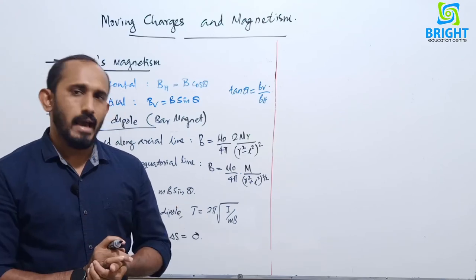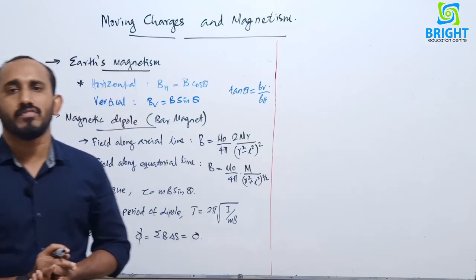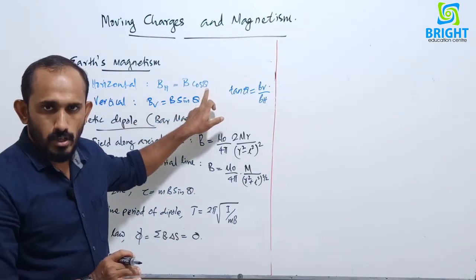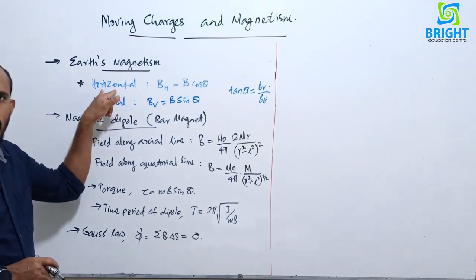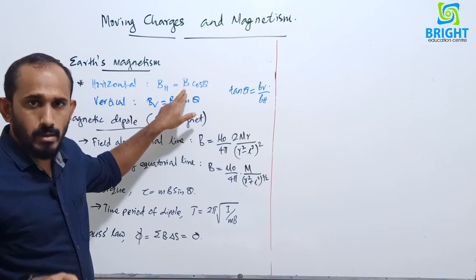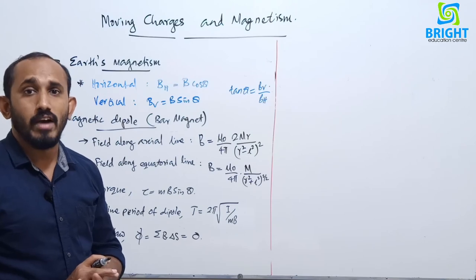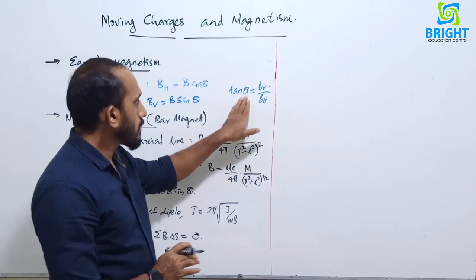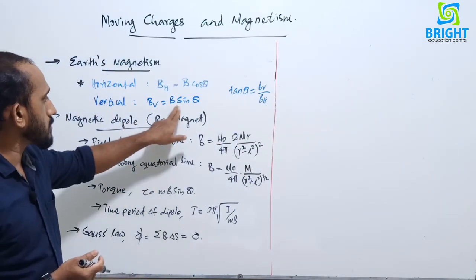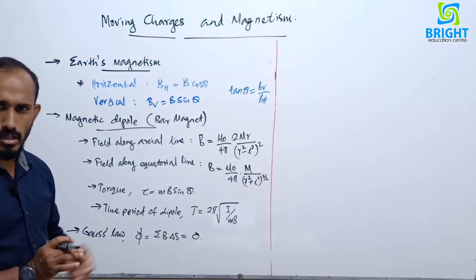The angle between the total resultant magnetic field and the horizontal component of the Earth's field is called the angle of dip, theta. In terms of that, the horizontal component of Earth's magnetic field is BH equal to B cos theta, where B is the total magnetic field at a place and theta is the angle between the total and the horizontal component, called the angle of dip. BV is the vertical component of the Earth's magnetic field, B sin theta. So by knowing theta and B, you can find them.